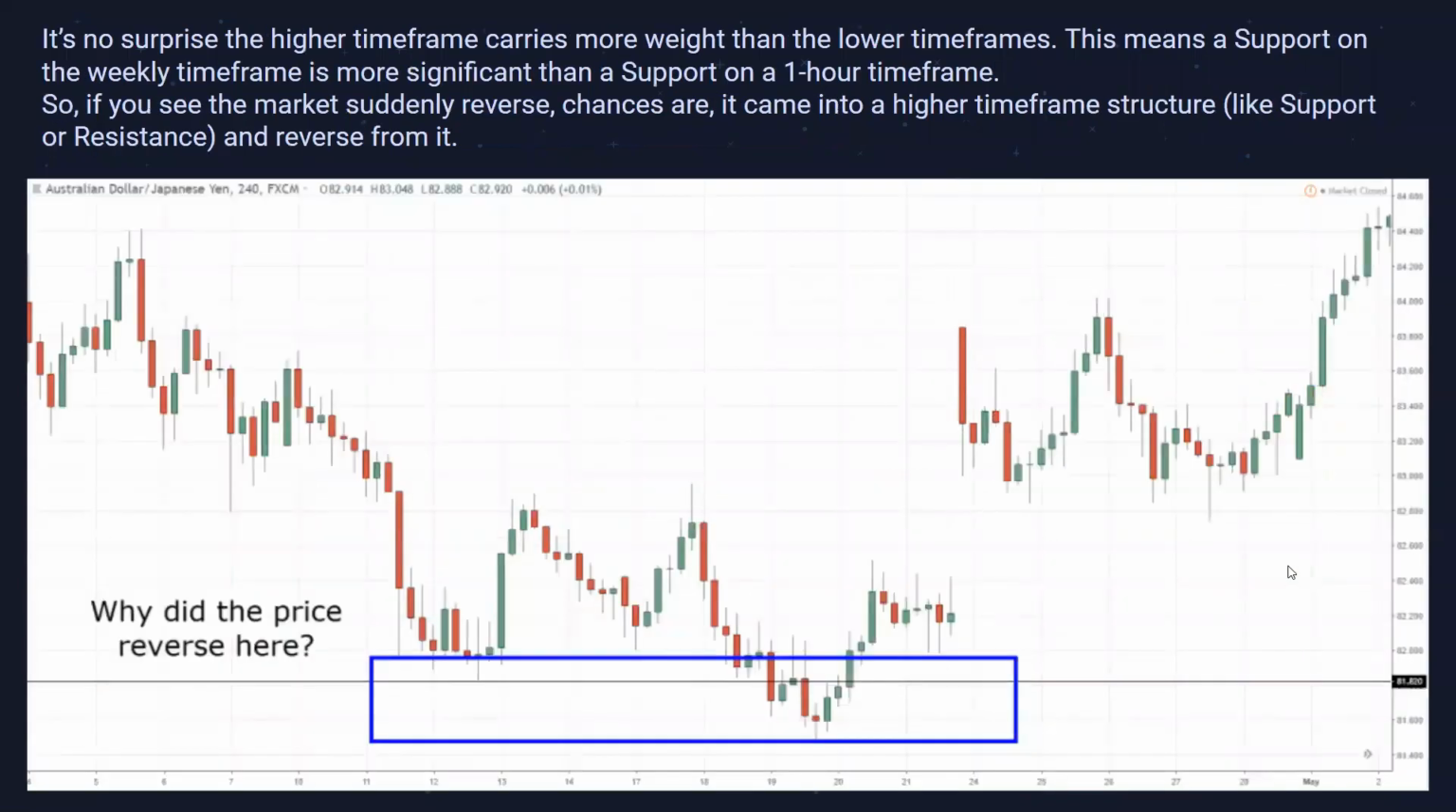It's no surprise a higher time frame carries more weight than the lower time frames. All right. This means the support on the weekly time frame is more significant than support on the 1 hour time frame. So if you see the market suddenly reverse, chances are it came into a higher time frame structure like support or resistance and reversed from it.